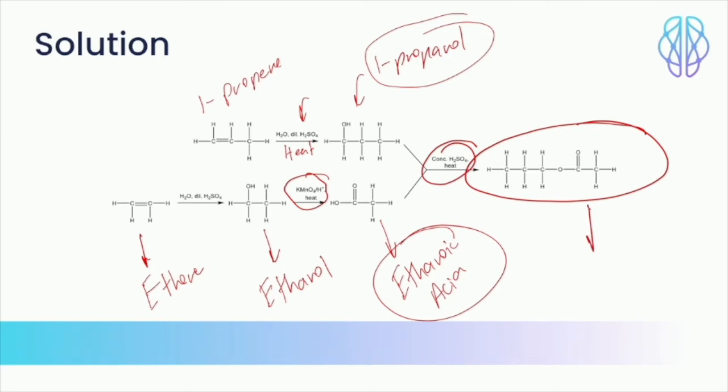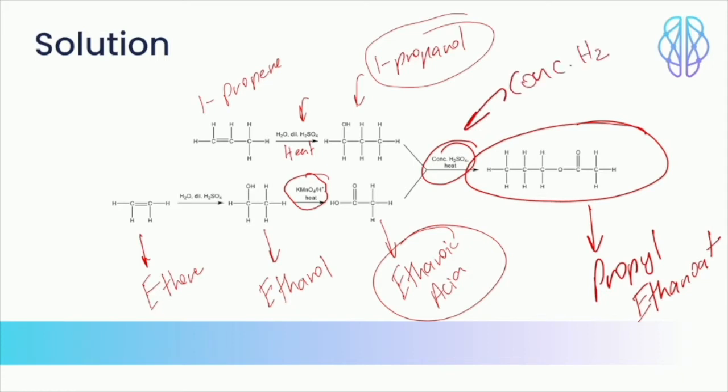So this is propyl ethanoate. You could also write concentrated sulfuric acid, and then on the bottom of the arrow you could write reflux. But either way, both answers would be accepted in an exam setting.